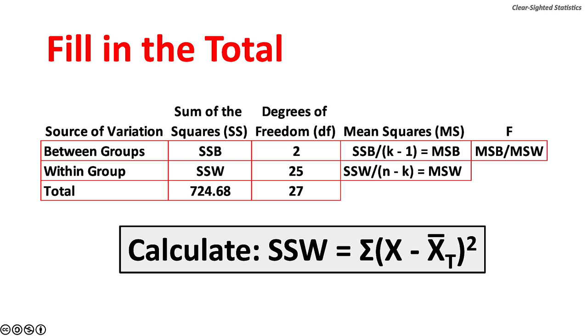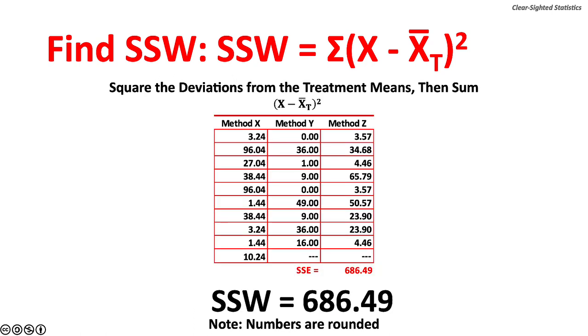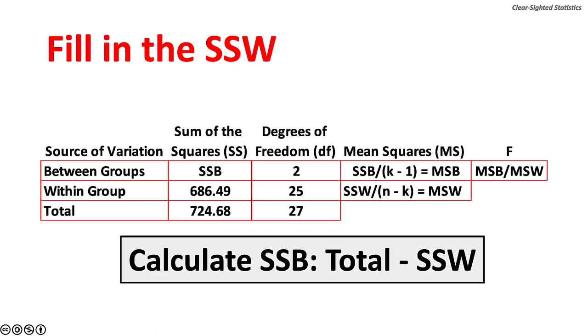We then calculate the sum of the squares within groups. SSW equals the sum of each random variable minus its treatment mean, squared. The treatment mean for method X is 53.8, for method Y is 51, and for method Z is 52.89. The table on the right shows the random values minus the respective treatment means. We now square X minus the treatment means, and then we sum the squared deviations from the treatment means. SSW equals 686.49. We add the sum of the squares within groups to the ANOVA table.